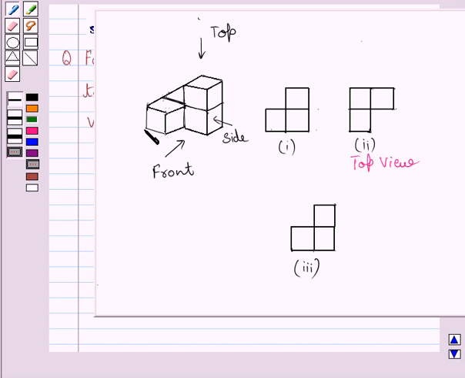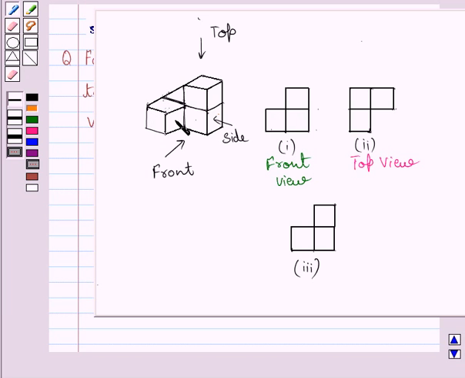Now, if you see this solid from the front, then you are able to see these two squares and this square. So, this figure represents the front view of the given solid. These two squares represent the front view of these two squares and this square represents the front view of this square.